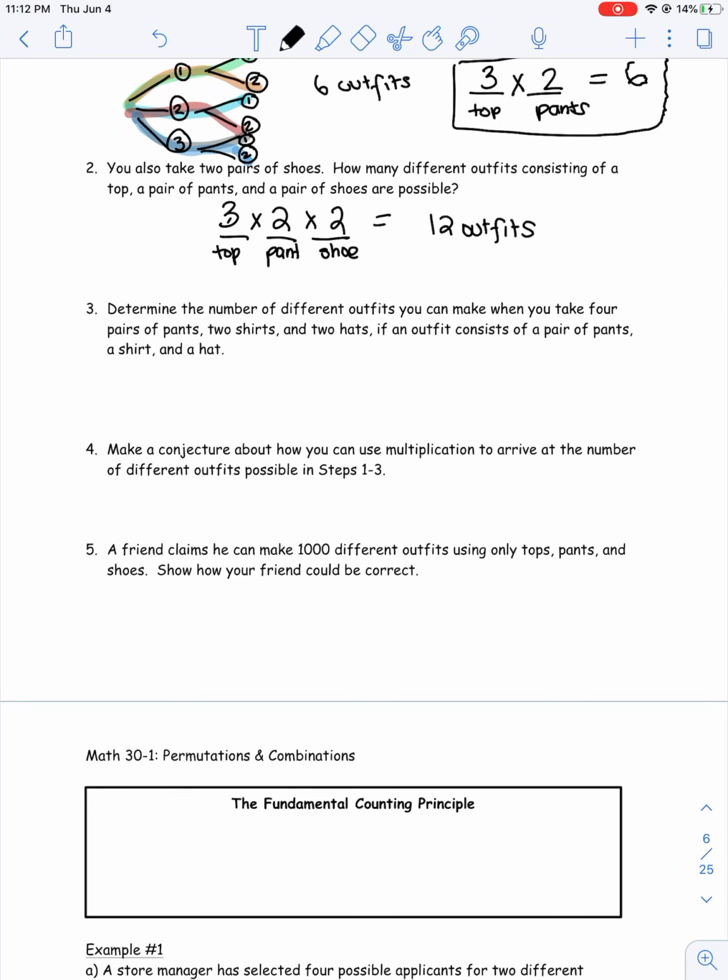Number 3, determine the number of outfits that you can make when you take out 4 pairs of pants. So pants is a spot, and we have 4 choices, times there's 2 shirts, and there's 2 hats that can be created. So if you multiply all these numbers, you get 16 different outfits.